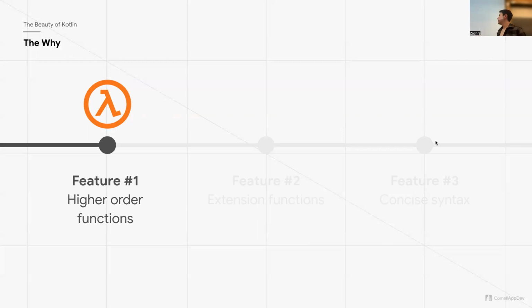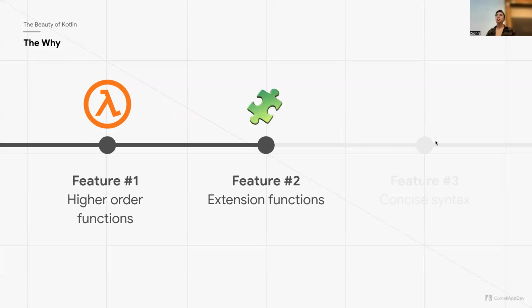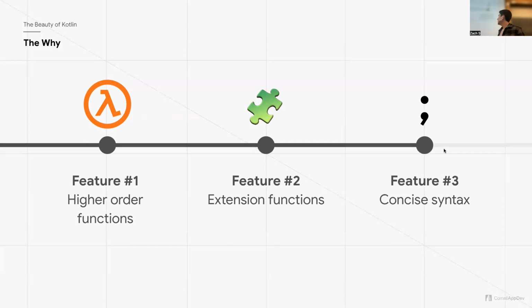So yeah, that's a really good feature. The next one is extension functions. I'm going to get more into what this is when we get to it, but it's just another great feature. And also the concise syntax. Kotlin has a lot of built-in features that make your code way more concise. We can go from 10 lines to just 1 using Kotlin. So it makes the syntax really concise and really readable.